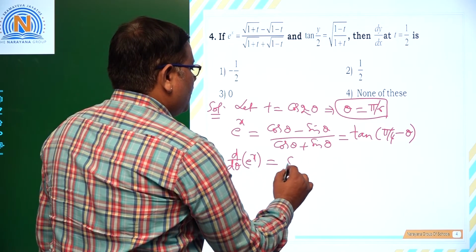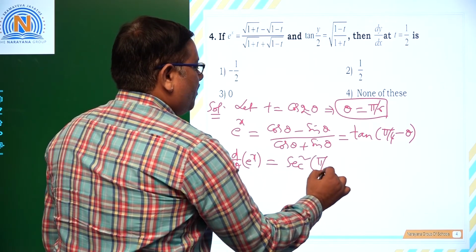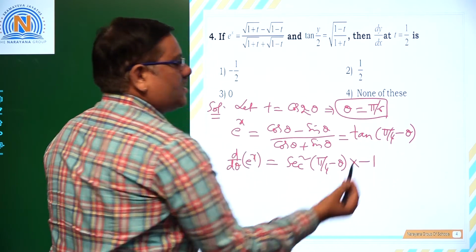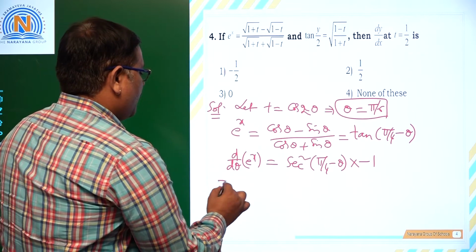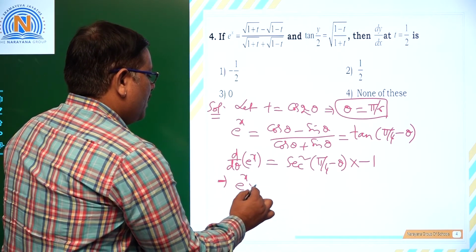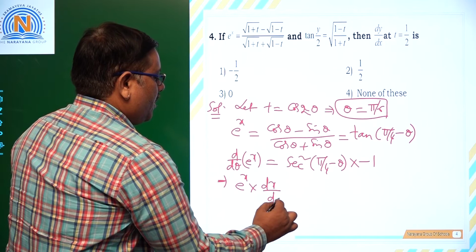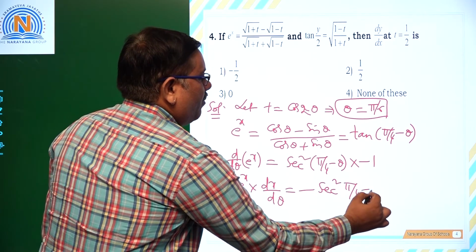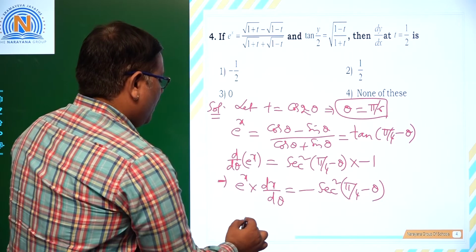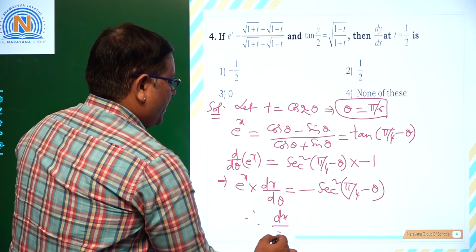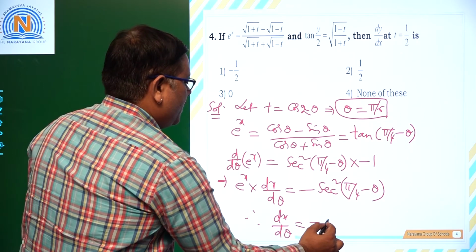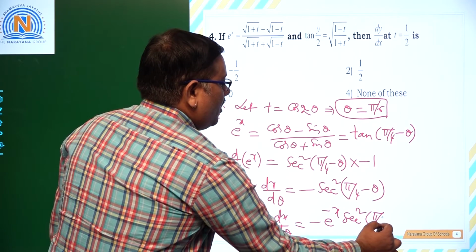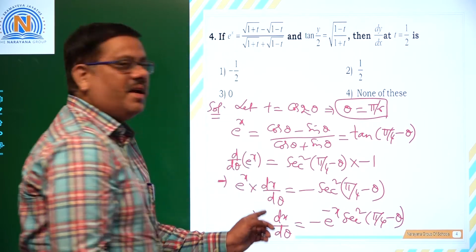That is nothing but secant square of (pi by 4 minus theta) into the derivative of (pi by 4 minus theta), which is minus 1. So that is otherwise e power x into dx by d theta, chain rule, is equal to minus secant square of (pi by 4 minus theta). Therefore I can say dx by d theta is nothing but minus e power minus x, secant square of (pi by 4 minus theta). This is the value of dx by d theta.